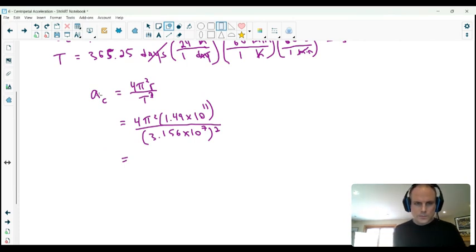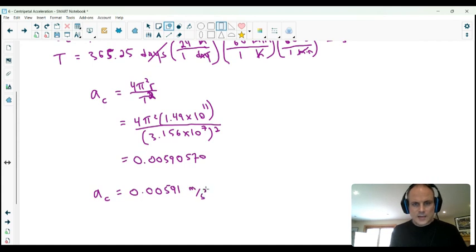It works out to 0.00590570, and it keeps going. Sorry, I've got to be really cautious, this is a squared, not a cubed. Okay, so I'm going to round this off to 3 significant digits. So we'll go 0.00591. That's in meters per second squared.